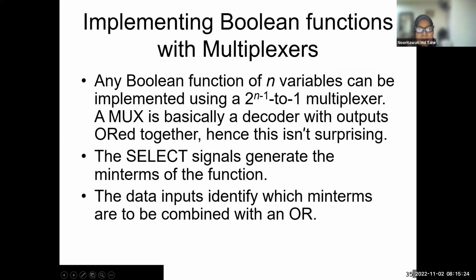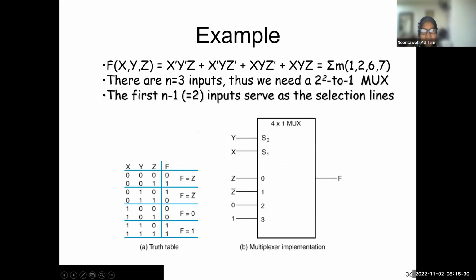Okay, selain daripada tu, multiplexer can also be used to implement Boolean function similar to decoder. So how can we actually implement that? Okay, is one example here. Let's say you want to implement this, yeah, minterm 1, 2, 6, and 7.